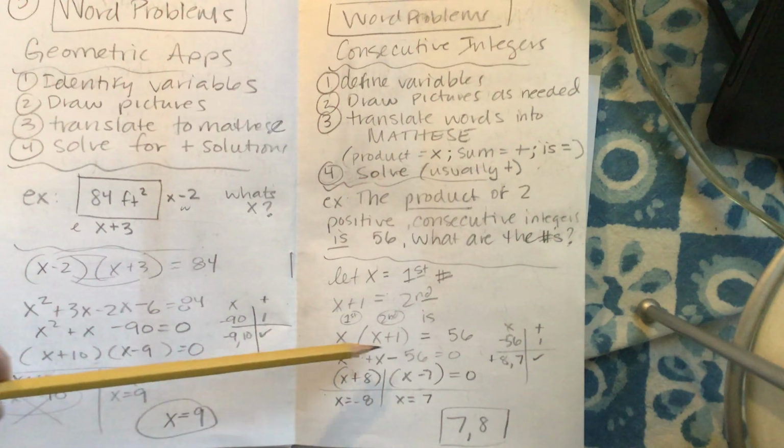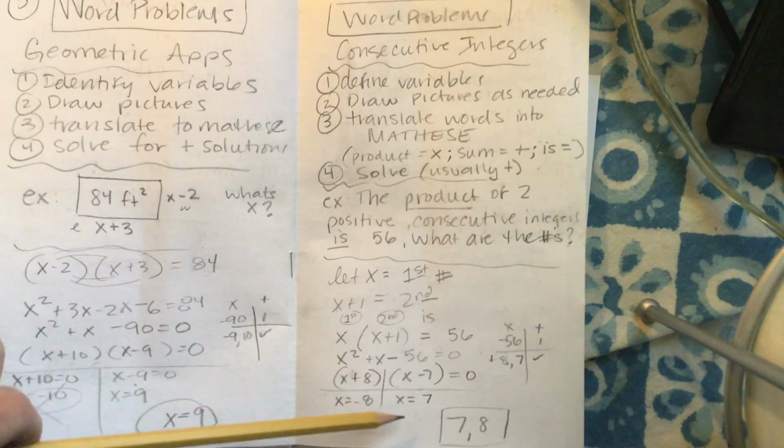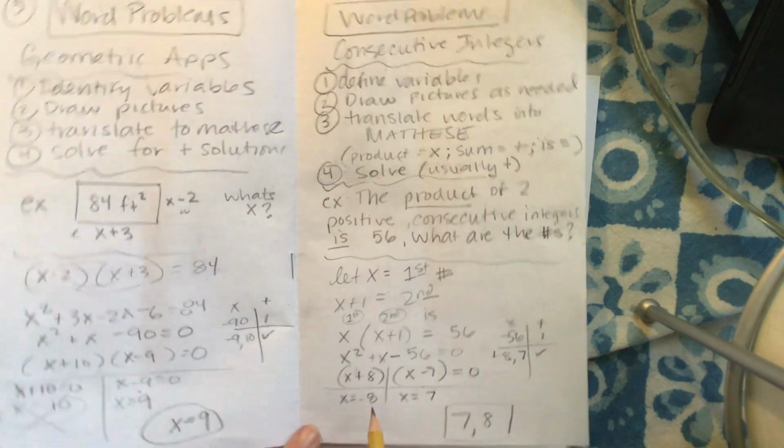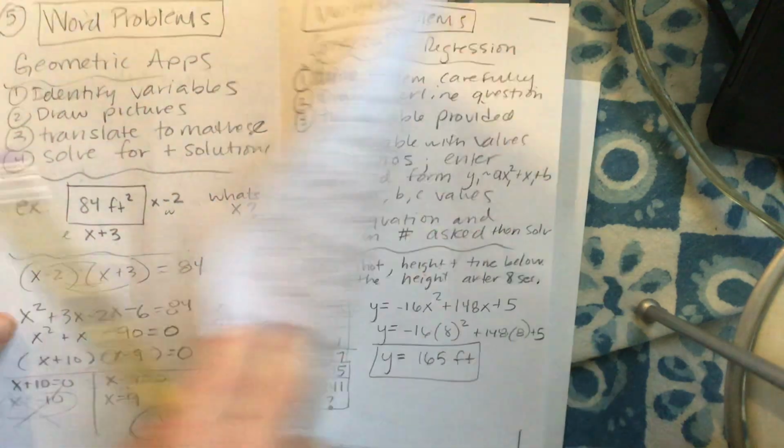What are the numbers? So you have to distribute this out. You do wink and smile. You end up with a trinomial. You end up with 2 factors. And remember, we're looking for a positive. So anything that's negative, you can put an X through. And you end up with one number. The lower number is 7. Greater number is 8. We're almost done.